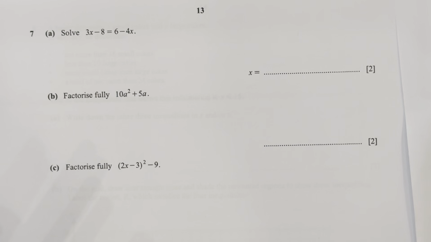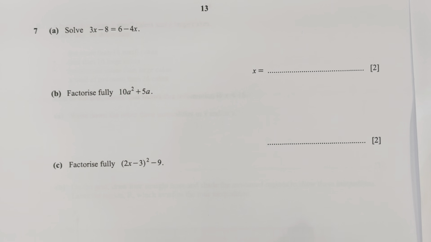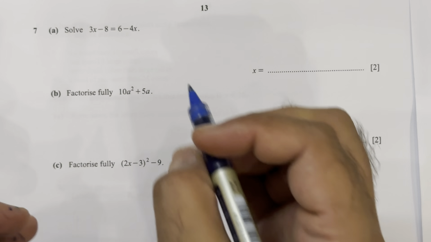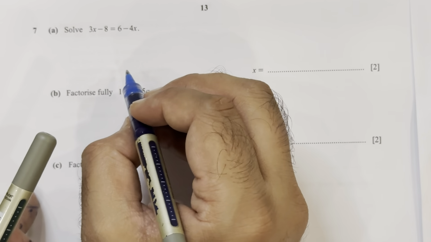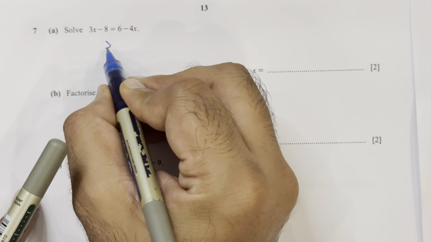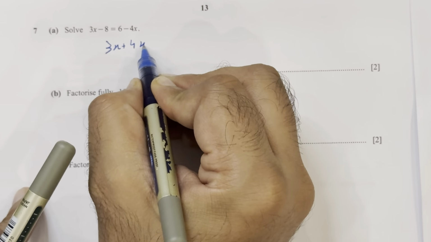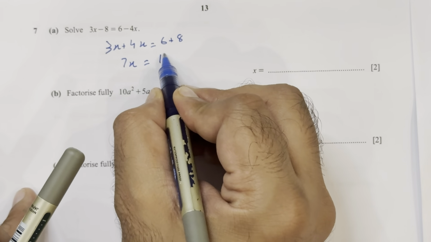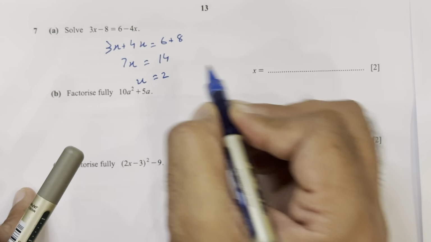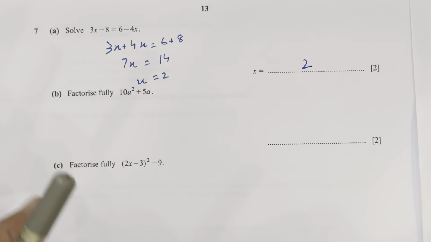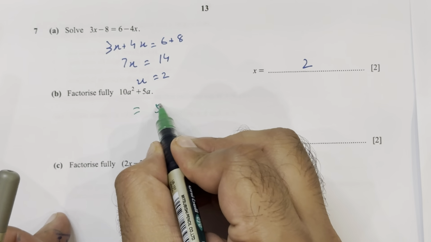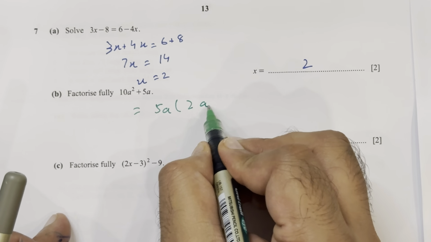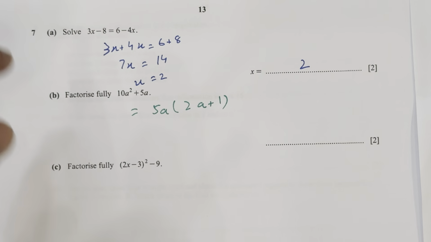Moving to question number 7, again this is from the topic of algebra. 3x minus 8 is equal to 6 minus 4x. We need to solve it. By solving, we need to add 3x plus 4x is equal to 6 plus 8. You get 7x is equal to 14, then x is equal to 2. Okay. Factorize fully 10a squared plus 5a. So you need to take the common factor 5a, that is 5a times 2a plus 1. This would be your answer.